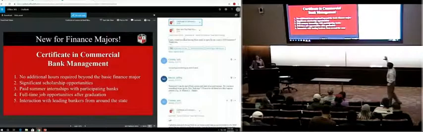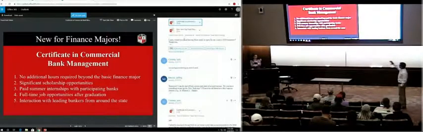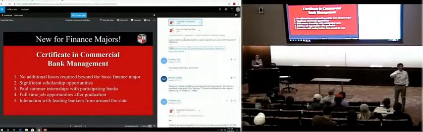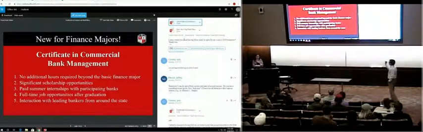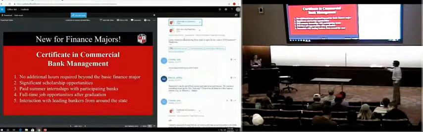No additional hours required beyond basic finance major. Significant scholarship opportunities. We have people in place who are getting us literally millions of dollars to support this program. Paid summer internships with participating banks, full-time job opportunities, interaction with leading bankers from around the state. Next.